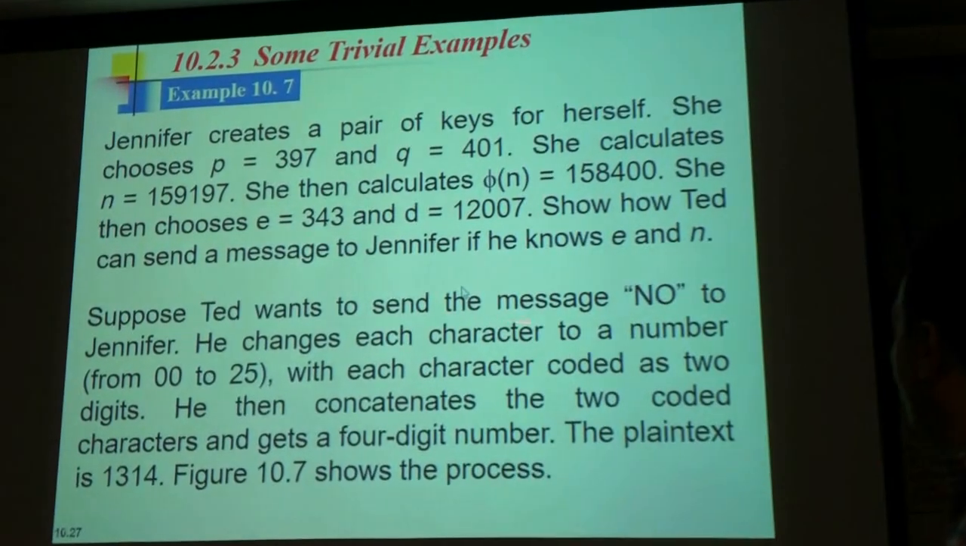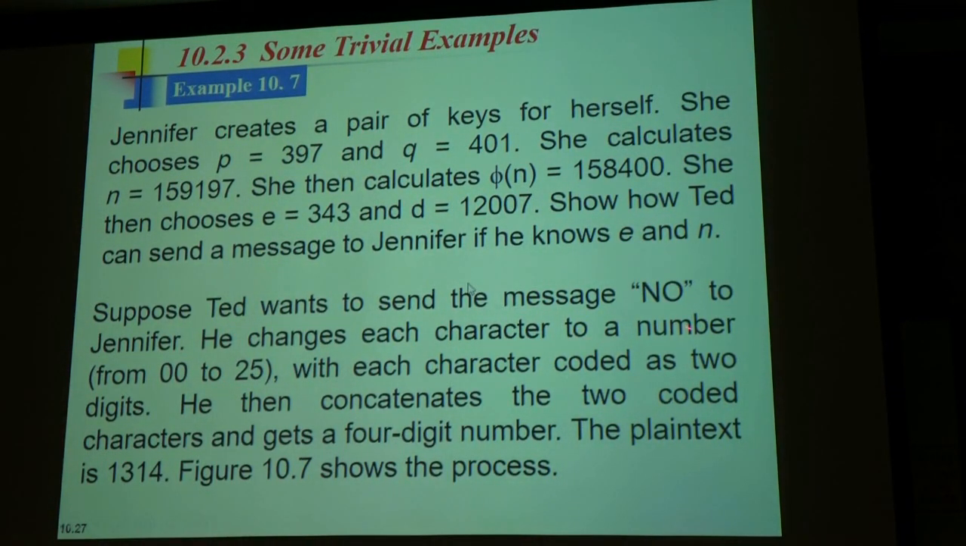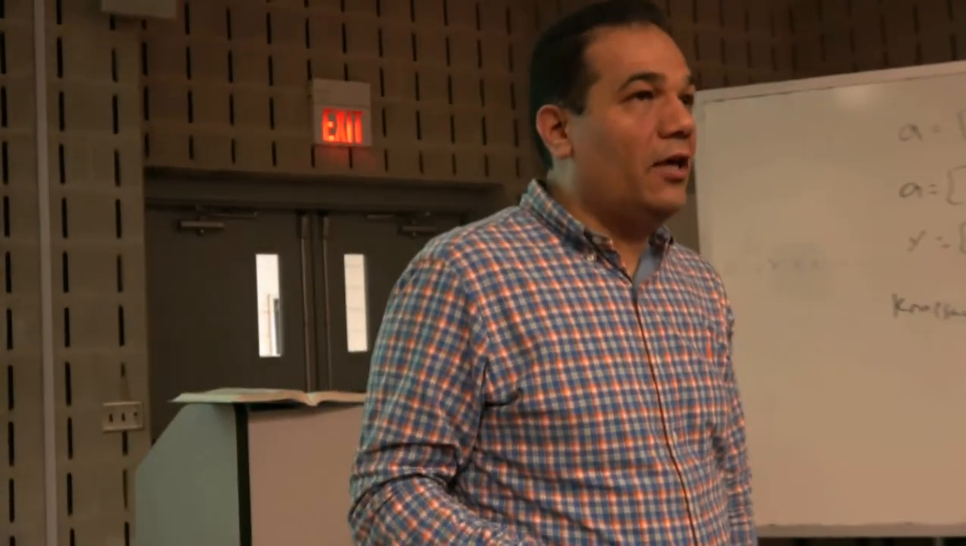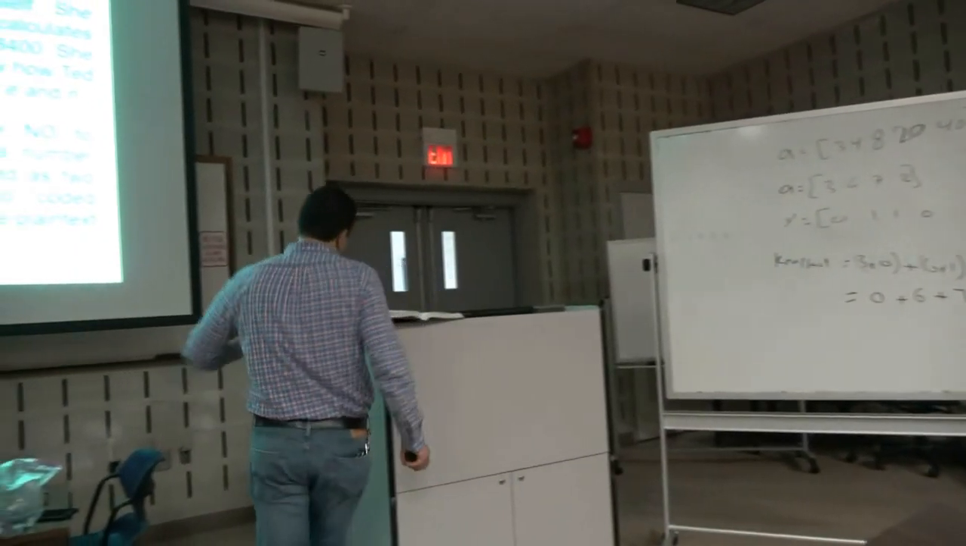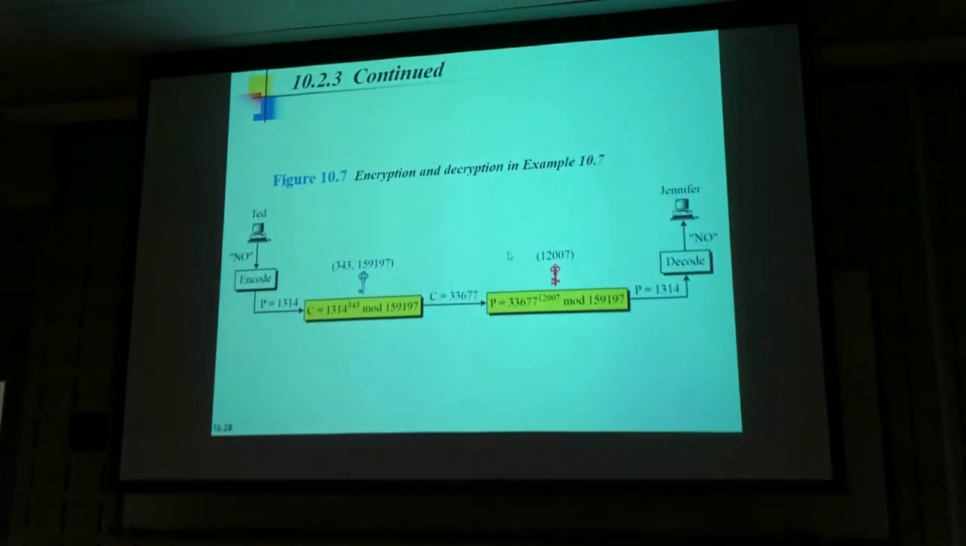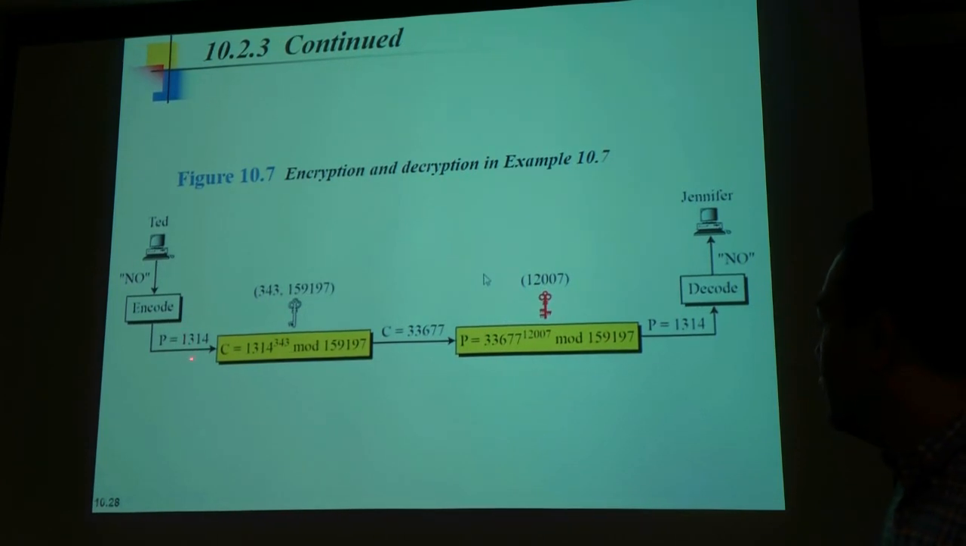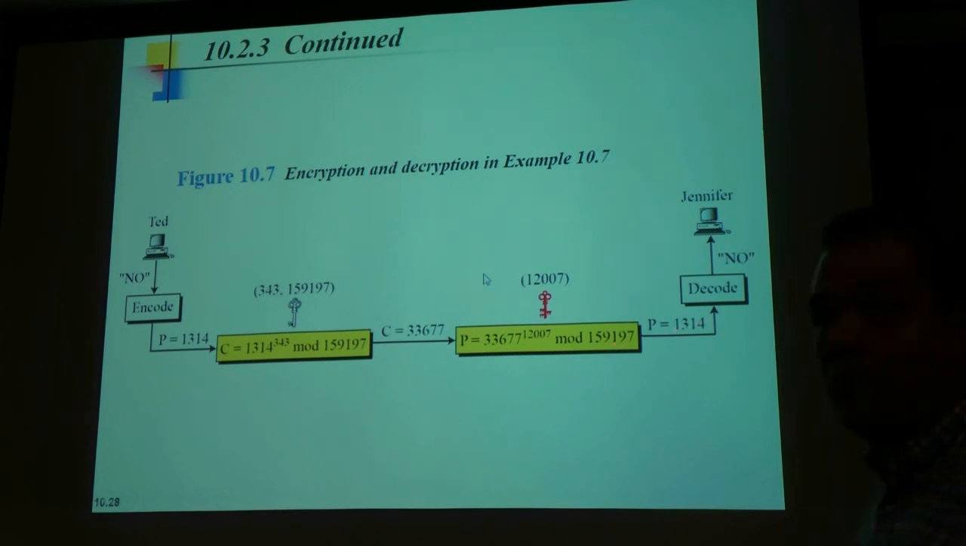Suppose Ted wants to send a message to Jennifer that changes each character to a number, from 00 to 25. With each character coded as 2 digits, he then combines the 2 coded characters and gets a 4 digit number. The plain text will be 1314. So what we have here is the plain text, E, D, and N. Very simple: the plain text is 1314, so 1314 to the power of E mod N gives you C. And C to the power of D mod N gives you the same data.